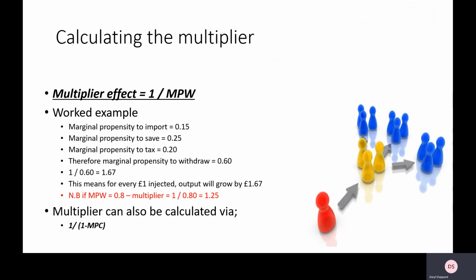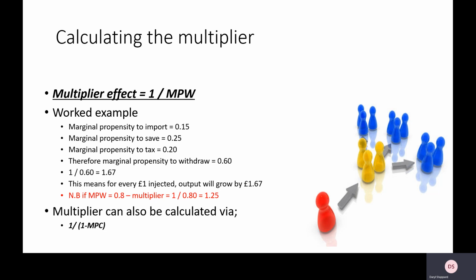Right, now we can look at that with formulas. So to work out the size of the multiplier effect, we have 2 different ways of doing it. We can calculate it by 1 divided by the marginal propensity to withdraw, or by 1 divided by 1 minus the marginal propensity to consume.